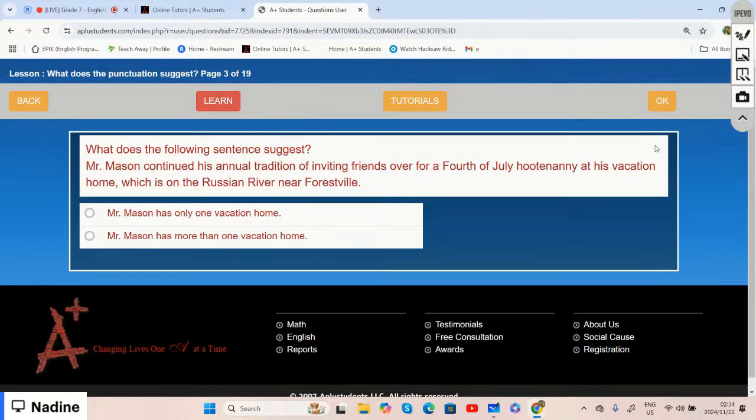So now we need to say, what does the following sentence suggest? Does it suggest that Mr. Mason has only one vacation home? Option one. Or does it suggest that Mr. Mason has more than one vacation home? Option two. So we need to say, is it option one, Mr. Mason only has one vacation home, or do we say option two, he has more than one vacation home?